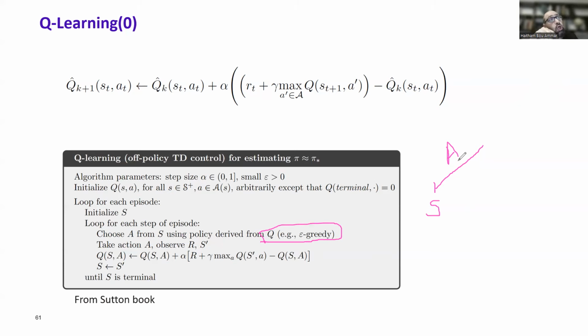Notice that for S prime, I can also now compute the Q value for S prime, A, because I initialized it at the beginning, and if I've seen it before, then I would have updated its estimate. And then what I do is I take the argmax of that, multiply by gamma, which is the discount factor, typically 0.9. And then you compute R plus gamma max minus Q(S, A), and that's the update for this Q value of S and A. And then you repeat, and that's it.